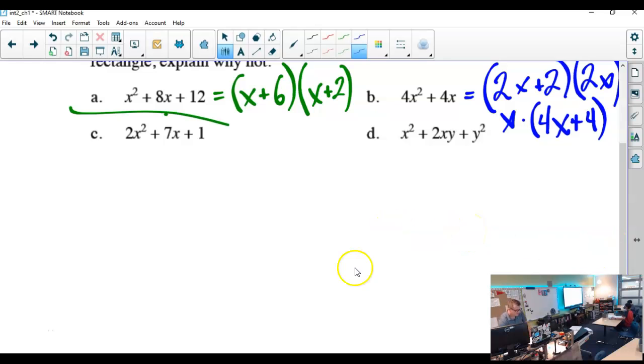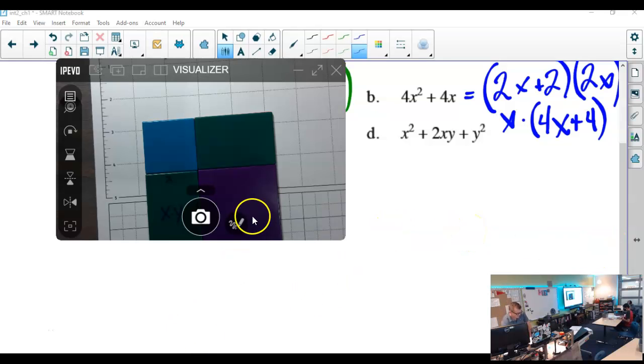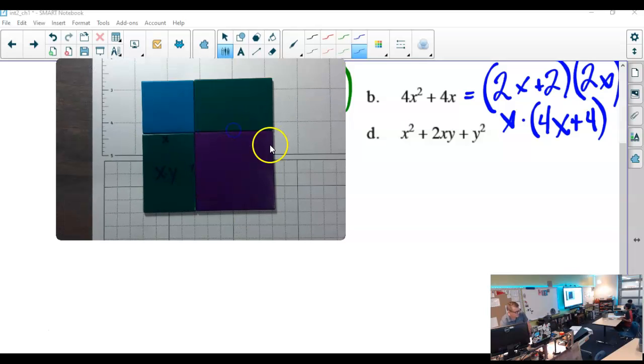Did we get D? I think most of us probably did. It'll look like that, and we'll probably turn it 90 degrees. X squared plus 2xy plus y squared could then factor. What's the length of it? The width of it? Yeah, this is x plus y squared, right? X plus y, the quantity, x plus y squared.